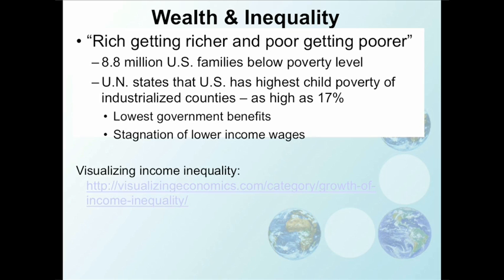About 8.8 million U.S. families are below the poverty level, and the UN states that the U.S. has the highest child poverty rate of industrialized countries, as high as 17%. The U.S. also has very low government benefits and stagnation of wages for lower level income earners.